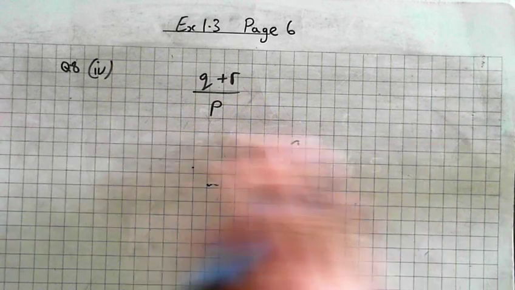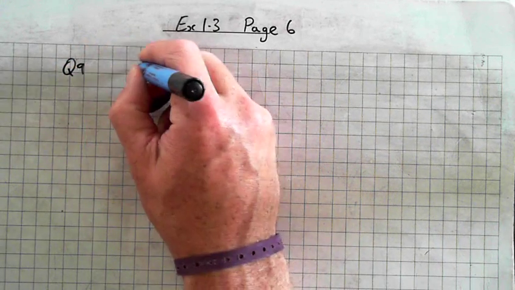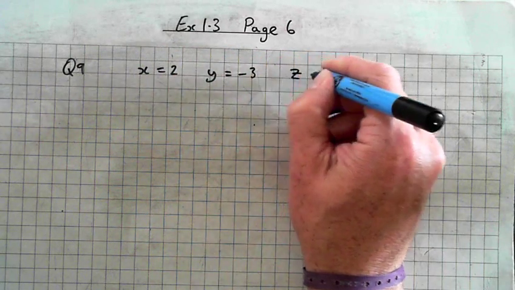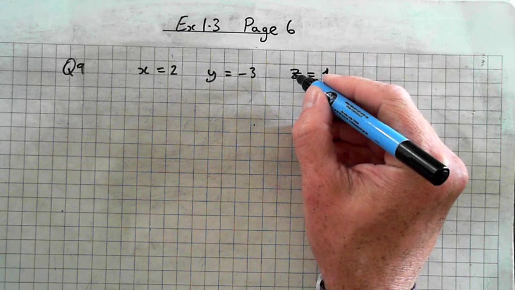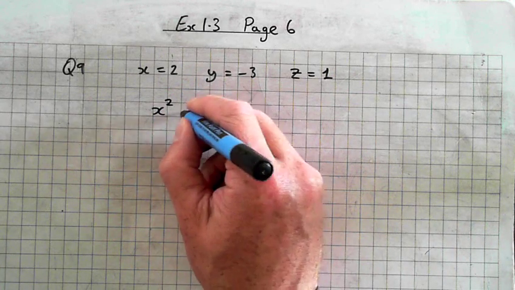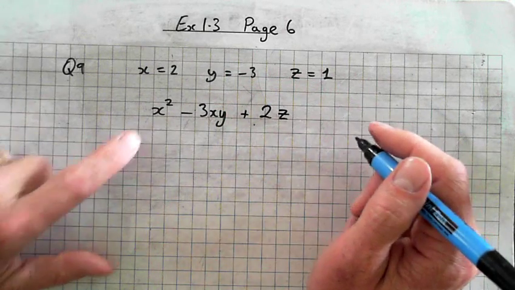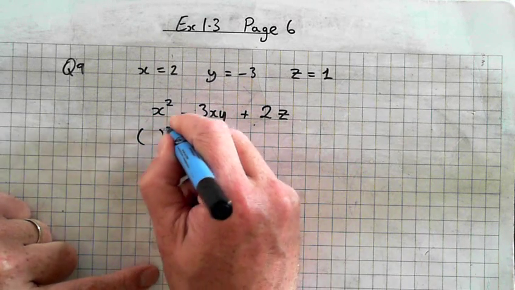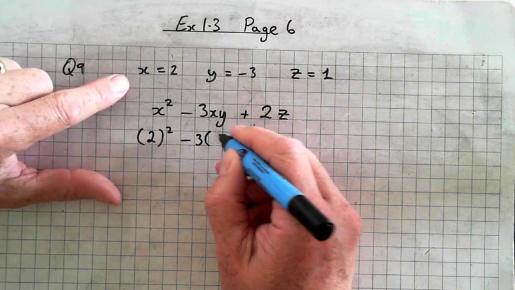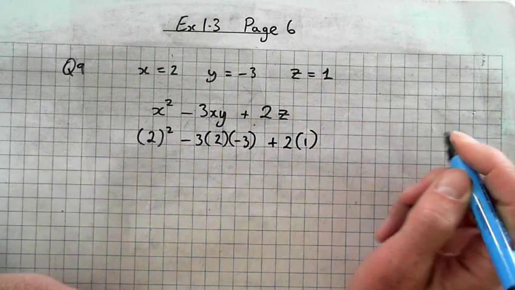Okay, and one more example we didn't call out. We'll have a look at question 9. x is equal to 2, y is equal to minus 3, z is equal to 1. I write a z with a dash through it so it doesn't complicate, so you know it's a z. So x squared minus 3xy plus 2z. Alright, so we replace the x with brackets 2. x is, first of all, 2. y is minus 3. 2 times z is 1.